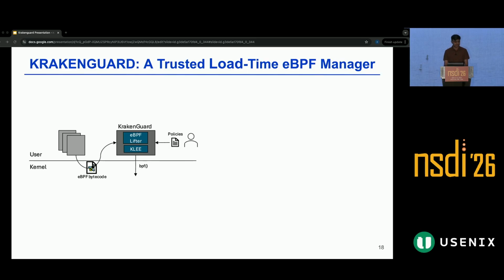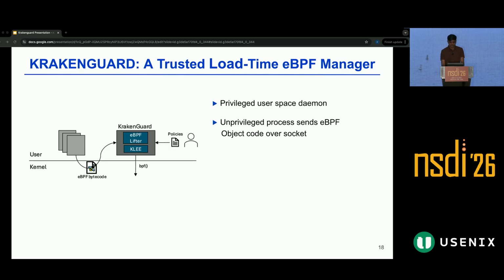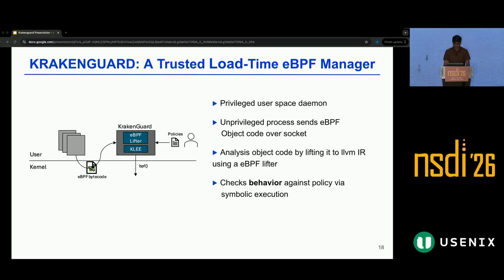KRAKENGUARD runs as a privileged user space daemon. An unprivileged process sends the eBPF bytecode to it over a socket. It then performs analysis directly on the eBPF object code and does not require the source code. For this, we implemented a lifter that lifts the bytecode to LLVM-IR. KRAKENGUARD then analyzes the program against the supplied policies using symbolic execution. Currently, we use a JSON-based policy language, which could be configured based on the unprivileged user's access levels. If the program is safe with respect to the policy, then KRAKENGUARD loads it into the kernel, otherwise it will reject it.